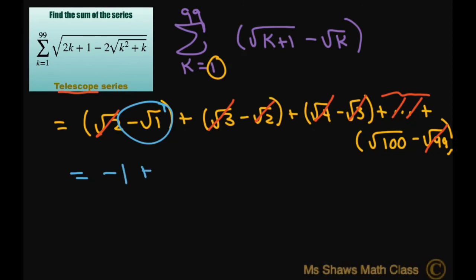plus square root of 100. So that gives you negative 1 plus 10. So your sum of the series is 9.